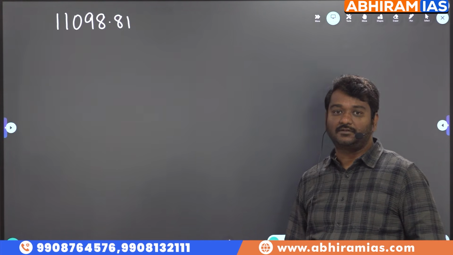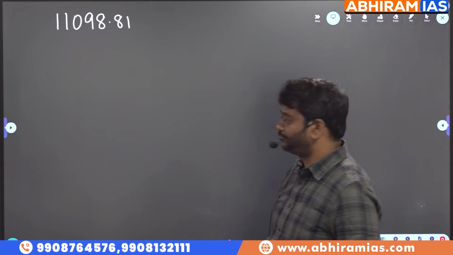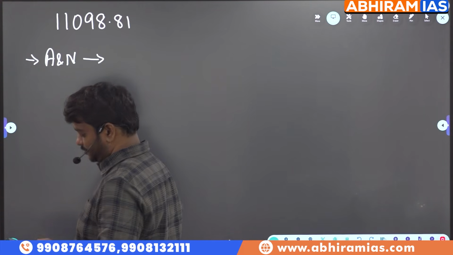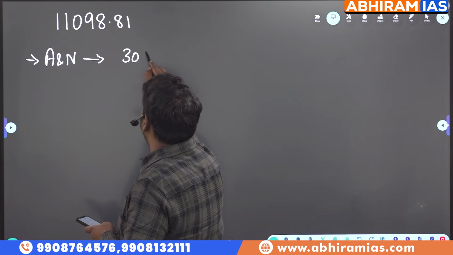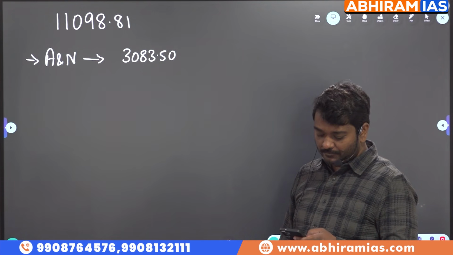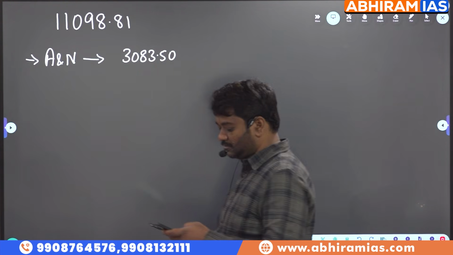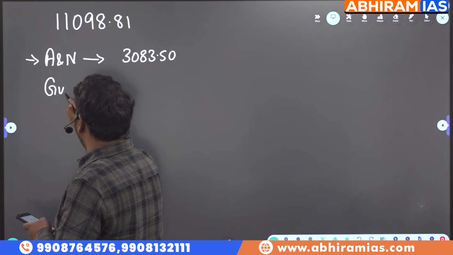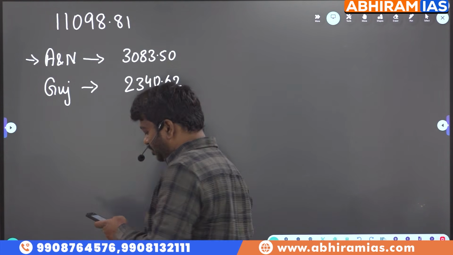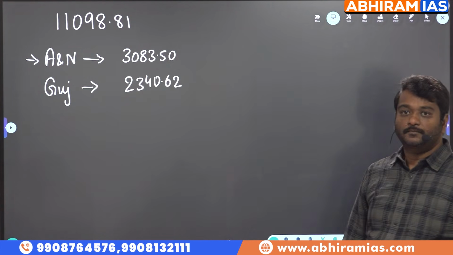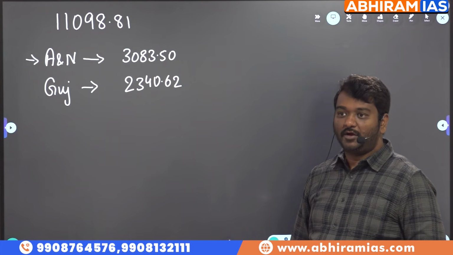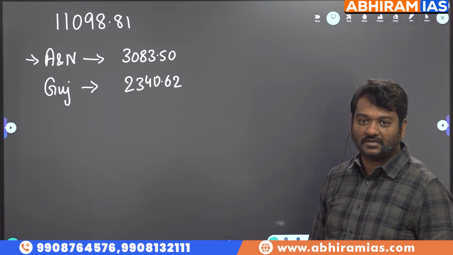Which may be the first? Okay. You write Andaman and Nicobar, 3,083.50. Gujarat, 2340.62. Only states, if we take. Earlier Gujarat was first, Andhra Pradesh was second. Now Gujarat is first, Tamil Nadu is second. Okay, that is the shift.